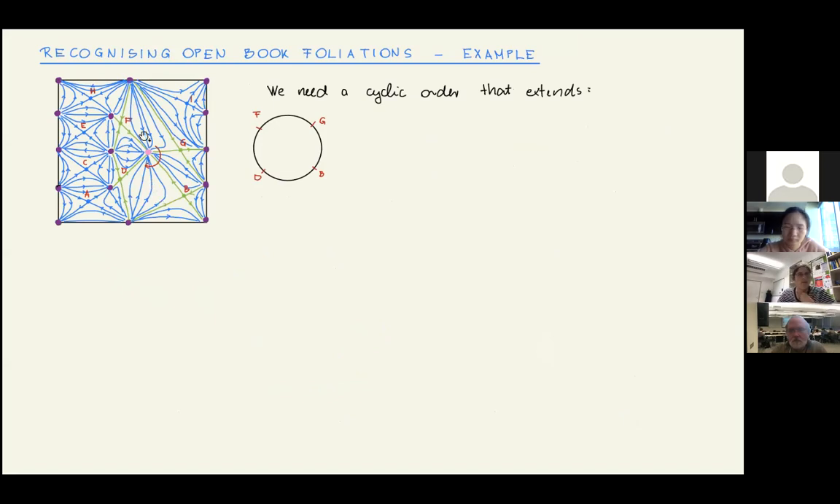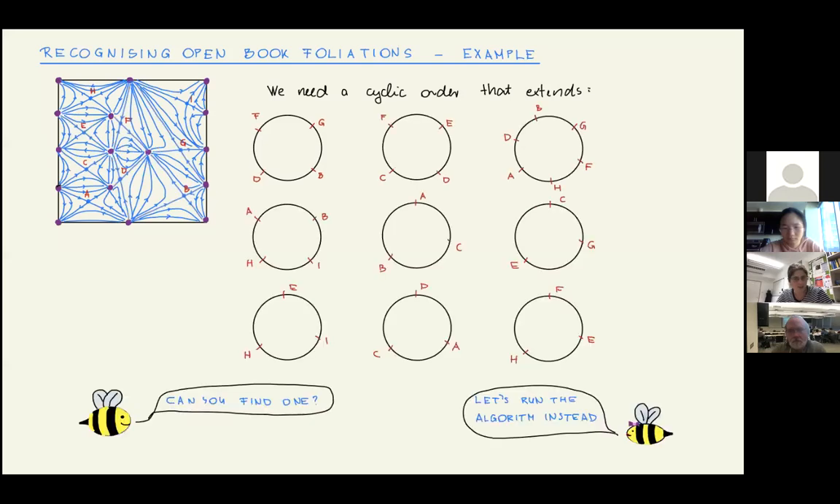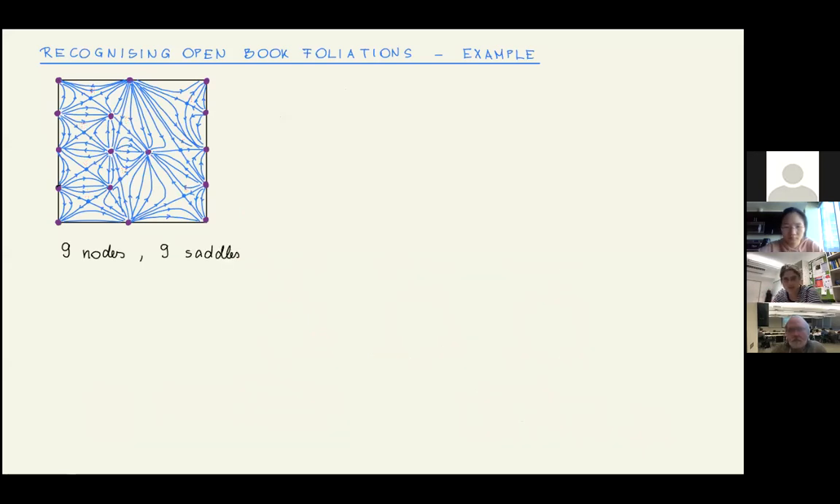then you're picking one node, and you notice that this is the order which the saddle points around it have to satisfy. So I'm just noting it, and I know this is the other thing, and then I have 9 nodes, and I draw all of them. So it's not so easy to find an algorithm, so let's just run the algorithm instead of trying to find one. All right, so I have 9 nodes and 9 saddles.